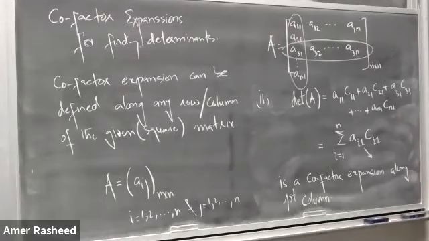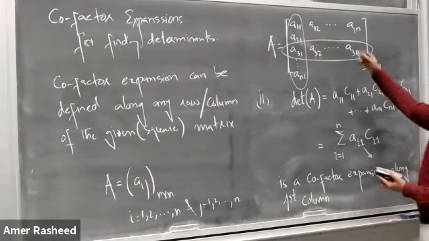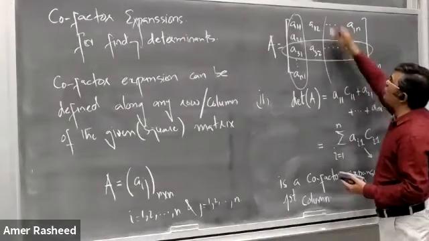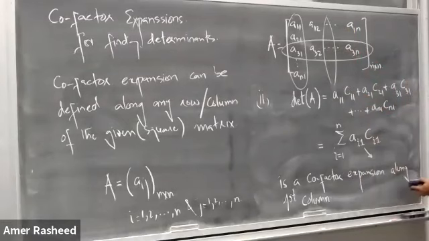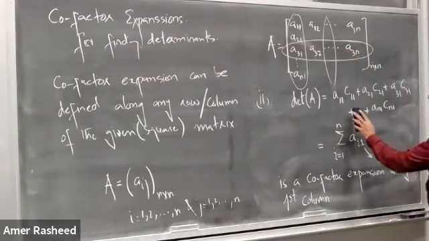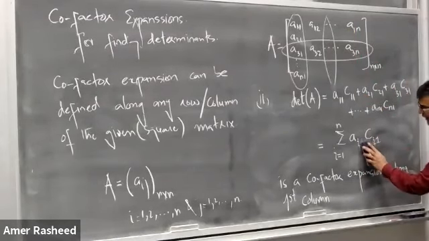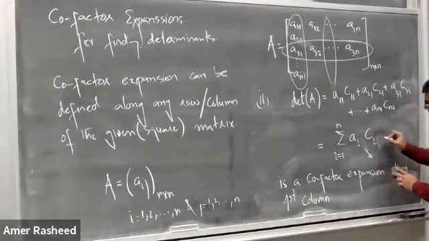Similarly, we can define a cofactor expansion along any column. For example, if you want to define it along the third column, which index will be changed here? You have to write only 3 here. Okay. So that point makes sense, but what's the purpose of doing it for a single column when we are supposed to find the determinant of the entire matrix?